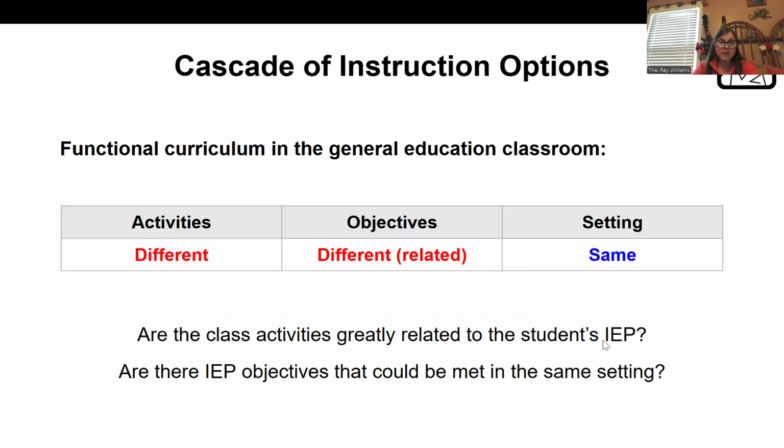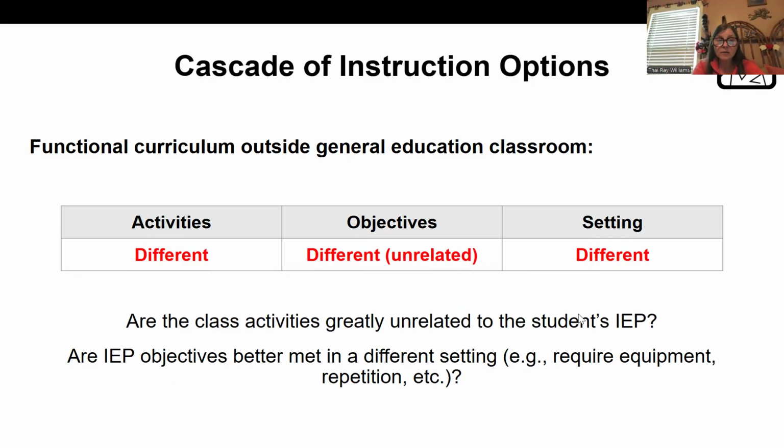All right, the next one would be that you have some kind of functional curriculum that is in the general education classroom. In this one, students are doing a different activity, they're doing different objectives, but they might be related. They're in the same setting. So you're thinking about things like, are the class activities greatly related to their IEP goals, or are they unrelated? Or are there IEP objectives that could be met in the same setting? So again, different activity, different objectives, same setting.